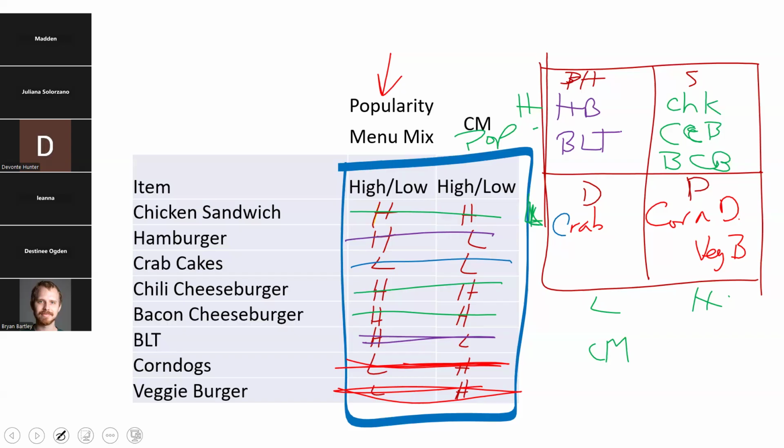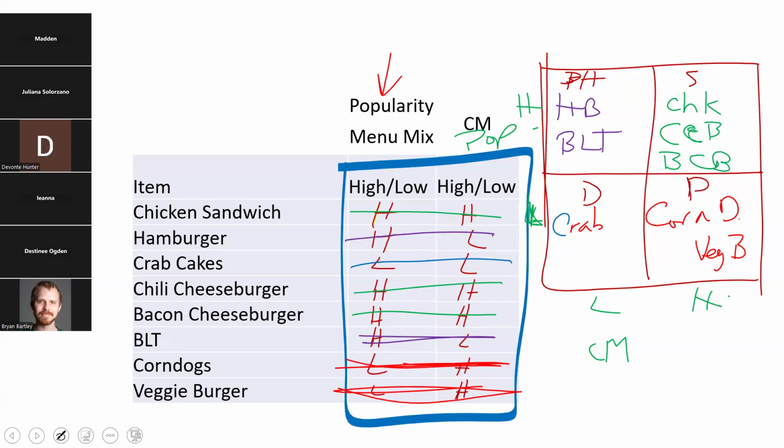They are not super popular, but they make us some money when we do sell them. So if they're not popular, does that mean we get them off of our menu? What about these two items makes them special? They pertain to a specific audience, which is kids and vegetarians. Okay. So maybe they're not super popular because only that specific audience orders them.